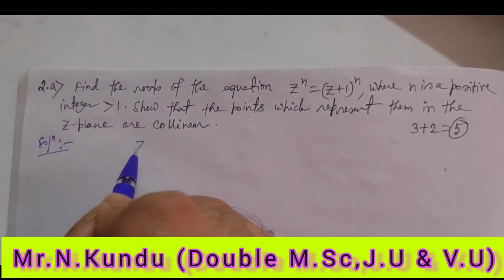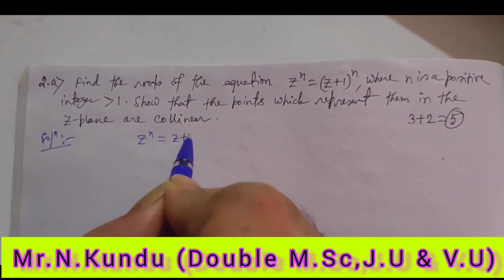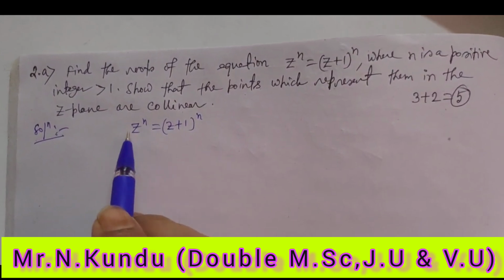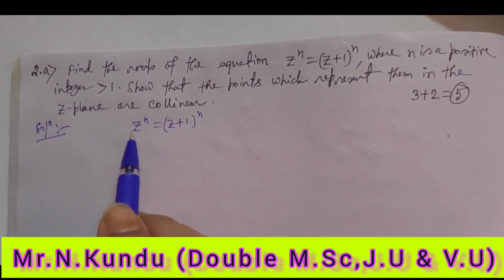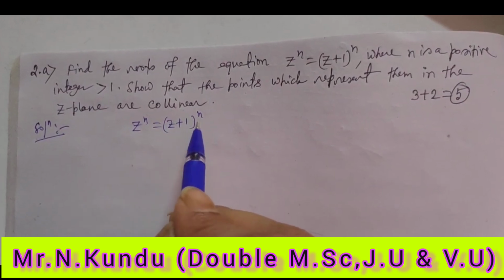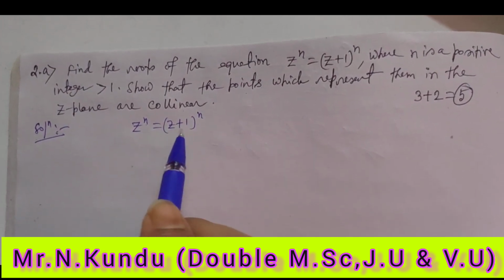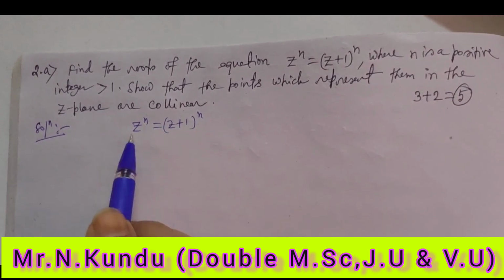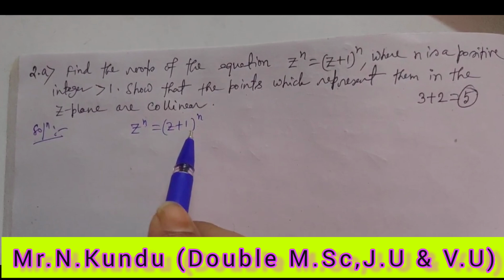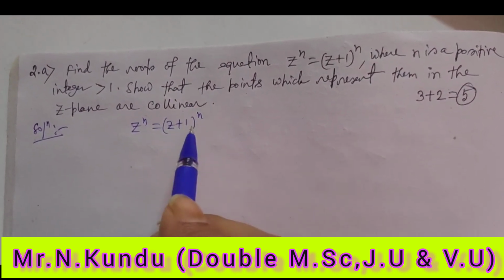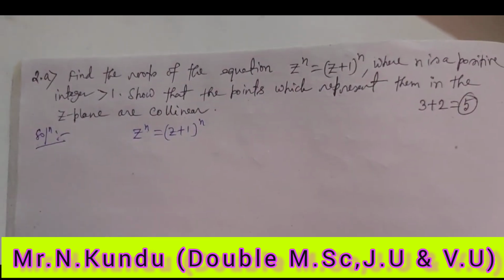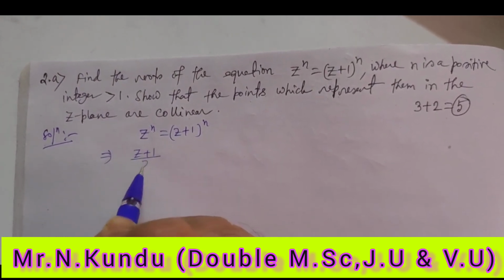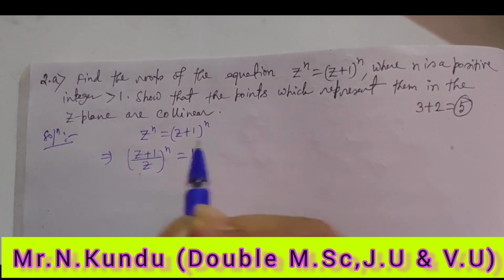z to the power n is equal to (z plus 1) to the power n. Clearly the degree of the left hand side is n and the right hand side is also n. If we expand the right hand side in binomial expansion, we get a polynomial in complex of degree n minus 1. So this has exactly n minus 1 roots. So this implies ((z plus 1) by z) to the power n is equal to 1.